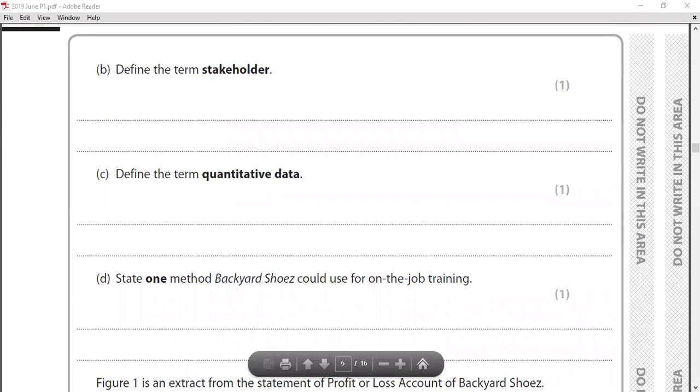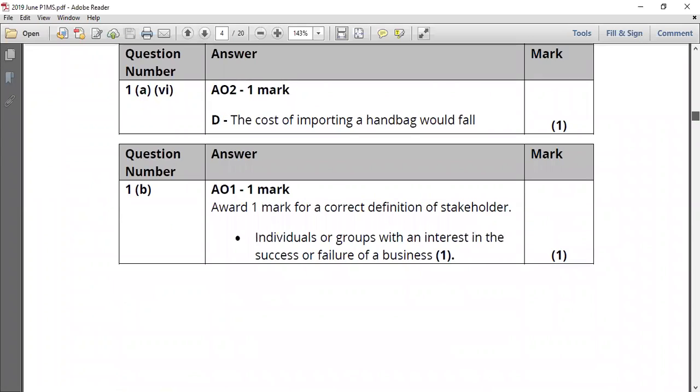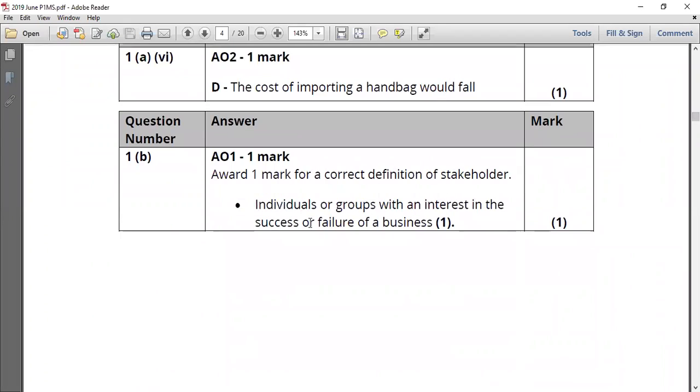So this is B and C, and I'll share the marking scheme with you. So you can see for question number 1 part B, definition of stakeholder: individuals or groups with an interest in the success or failure of a business. That's the answer for part 1B. So you must have this keyword: individual or group with an interest in the success or failure of a business. You can see, with the interest in the business at least, 1 mark. No need for application. We have 1 only.